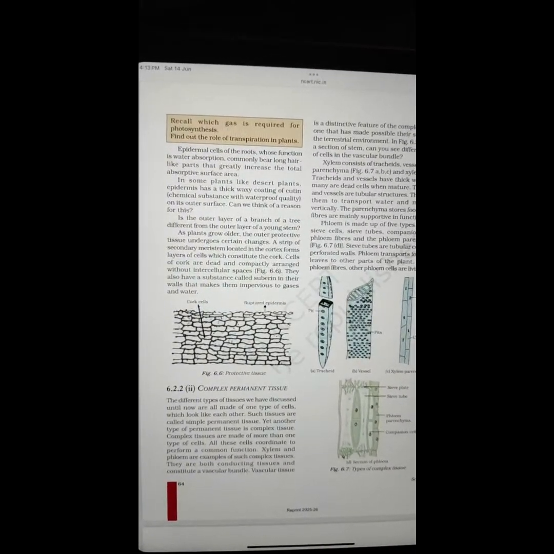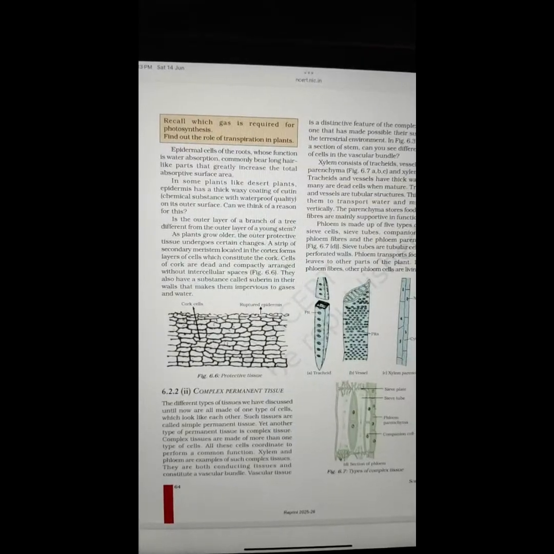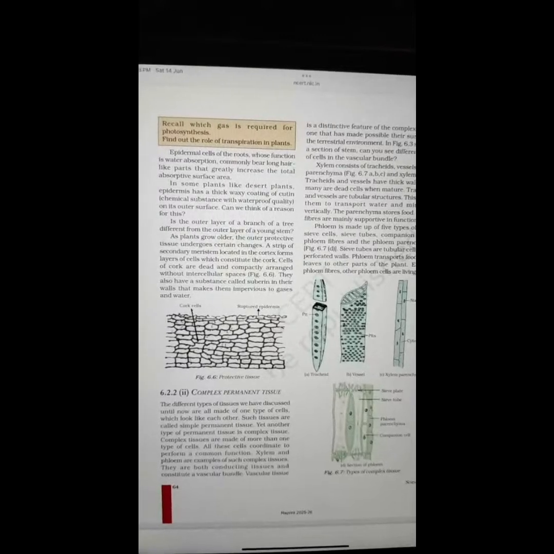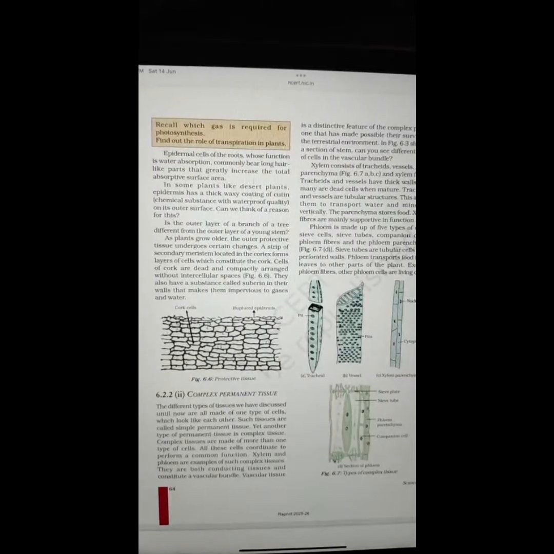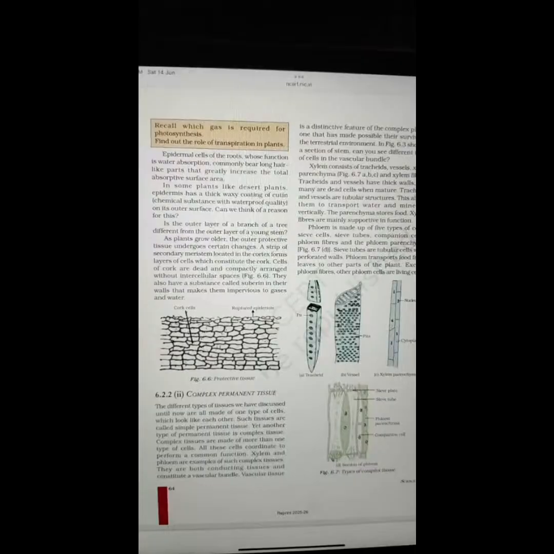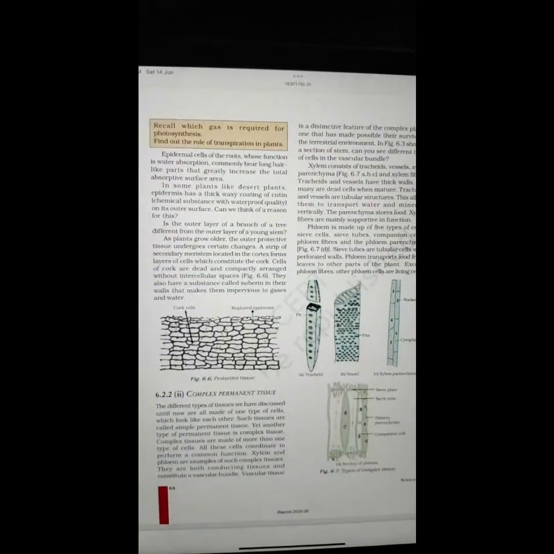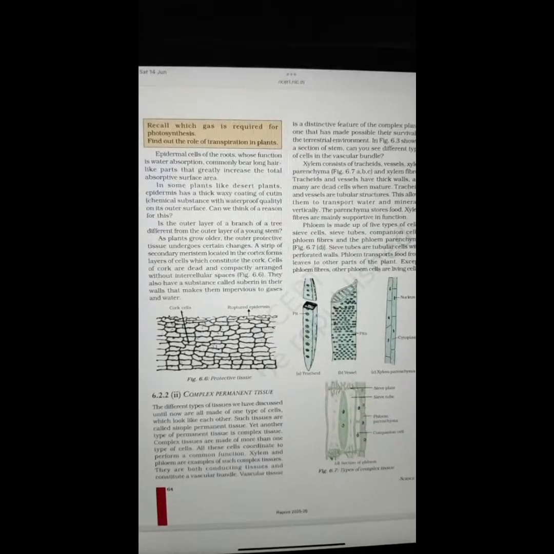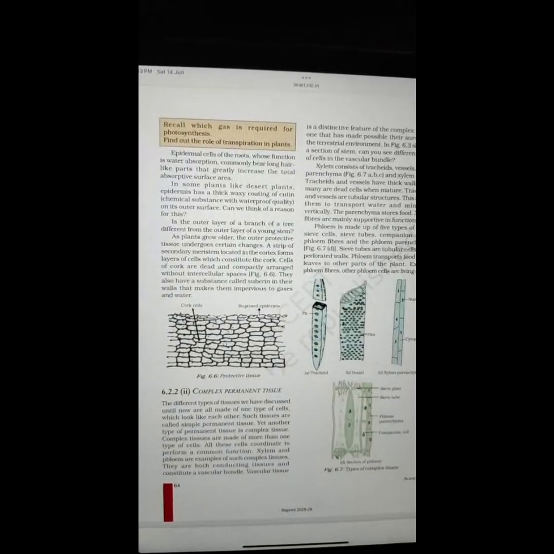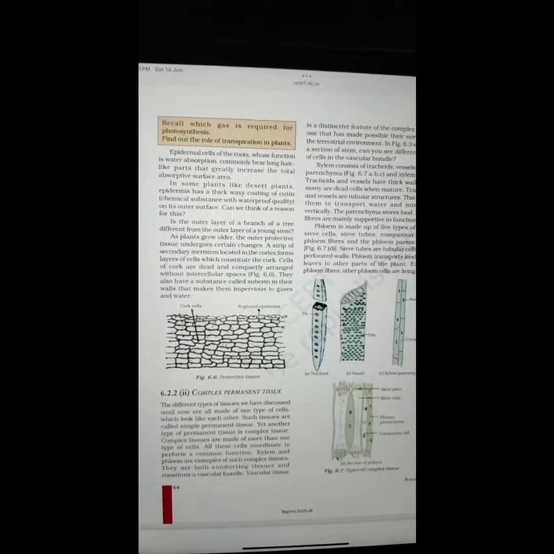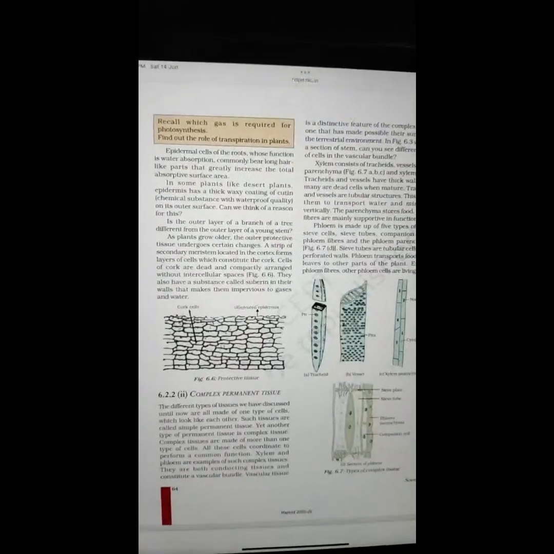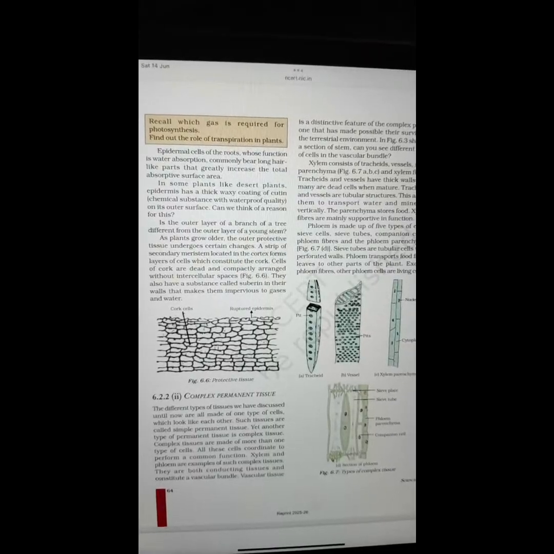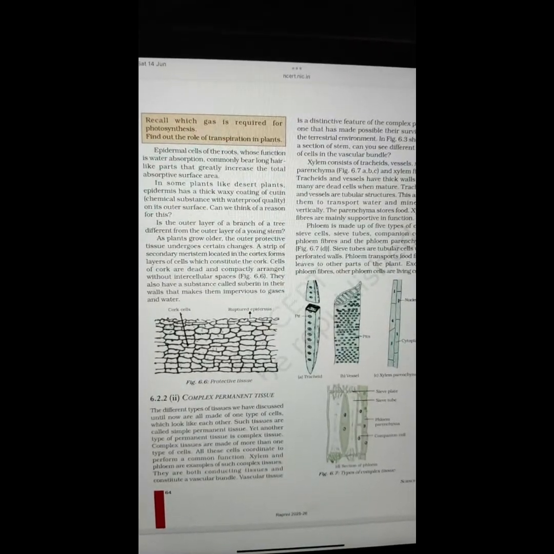Recall which gas is required for photosynthesis. Find out the role of transpiration in plants. Epidermal cells of the roots, whose function is water absorption, commonly bear long hair-like parts that greatly increase the total absorptive surface area. In some plants, like desert plants, epidermis has a thick, waxy coating of cutin, a chemical substance with waterproof quality on its outer surface. Can we think of a reason for this?